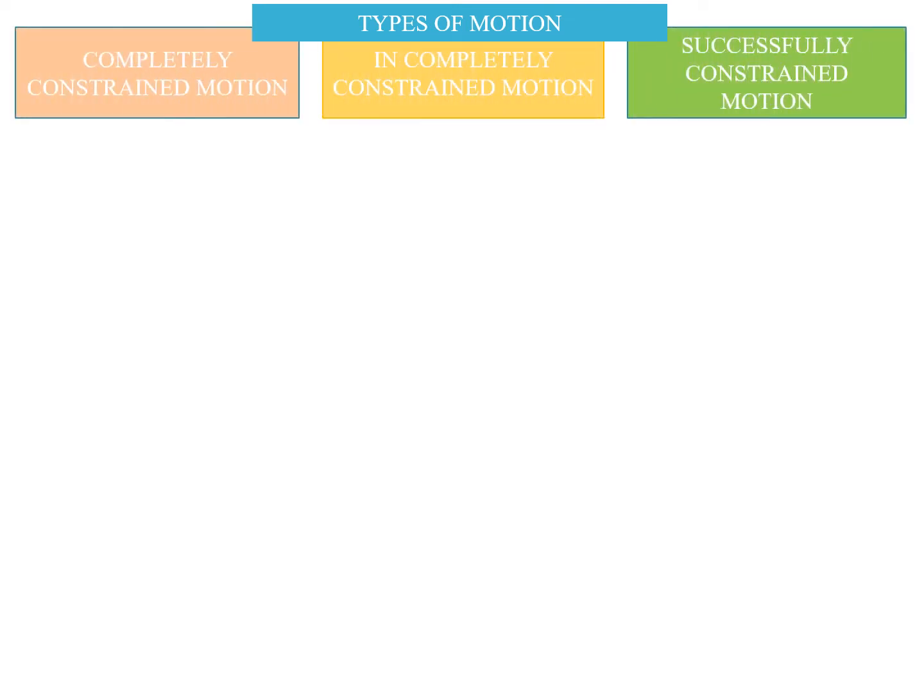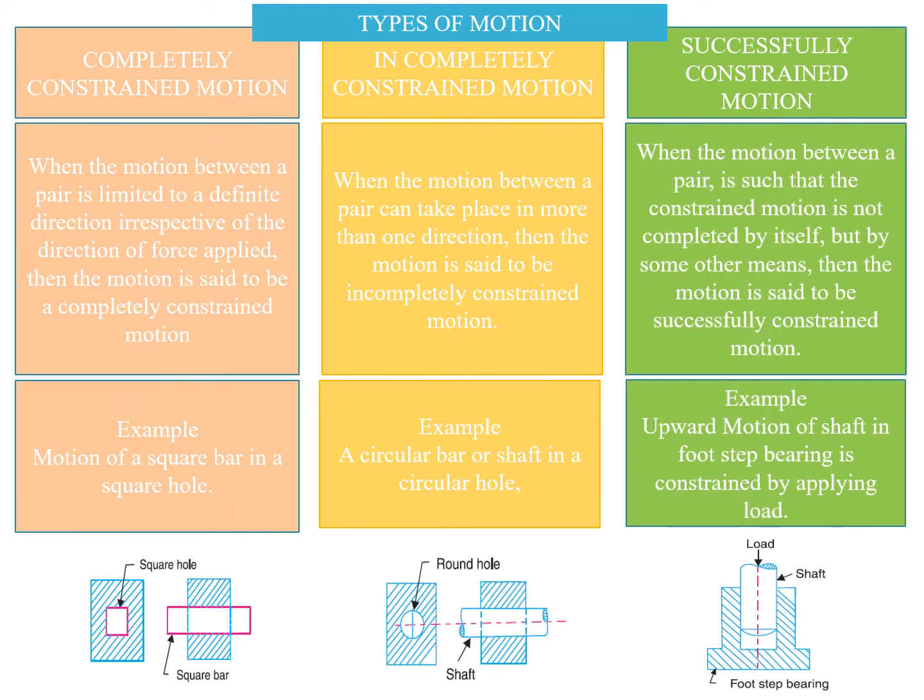Now we are going for the next important topic, defined before, the kinematic pair. In general, there are three different types of motion. They are completely constrained motion, incompletely constrained motion, and the third one is successfully constrained motion. Let us discuss in detail all these things.